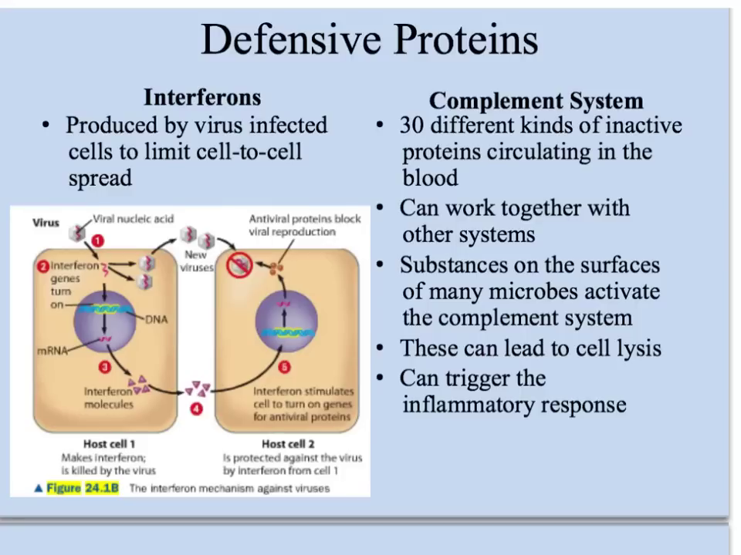Okay, so we also have defensive proteins. This is still innate immunity. So we have interferons. These are produced by cells which are infected by viruses, and it's to keep the viruses from exploding the cell and leaking and attacking other cells.